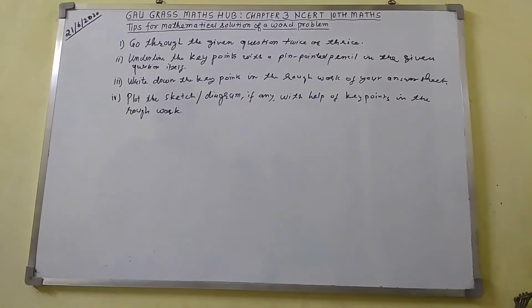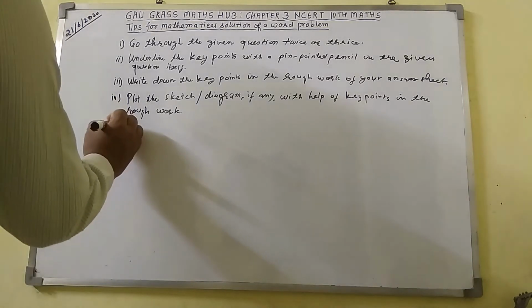The fourth point is plot the sketch, oblique diagram if any, with help of key points in the rough work. Now come to fifth point here.